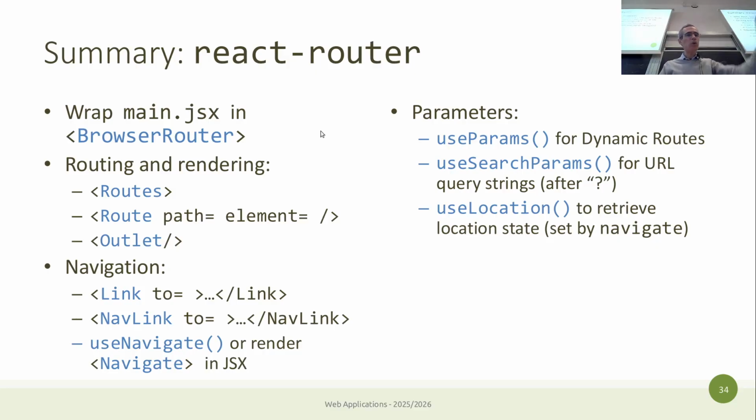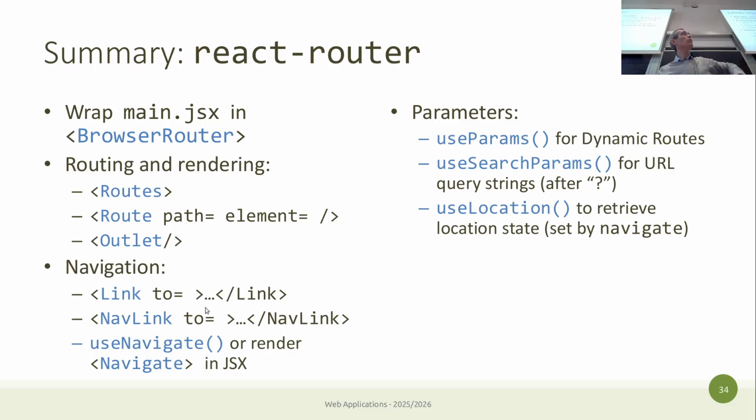Summary, so what we did: BrowserRouter, define routes, use the Outlet if needed, if you have a common layout, and so on. Navigation, Link, oh, we didn't see the NavLink. NavLink is just a special link. If the URL matches, it renders a bit differently. That's an active class, so with the CSS you can control the render.